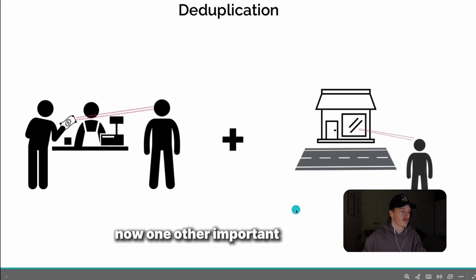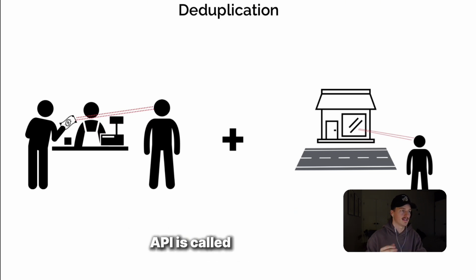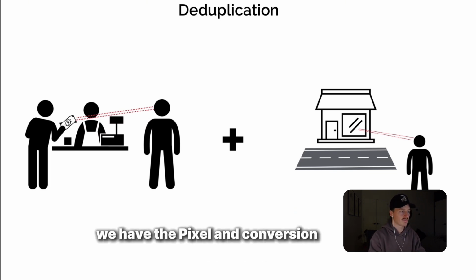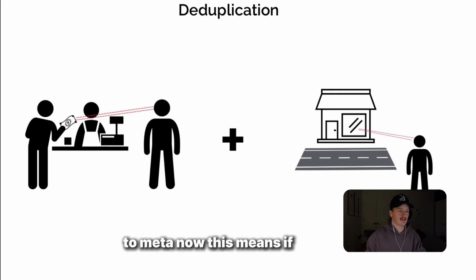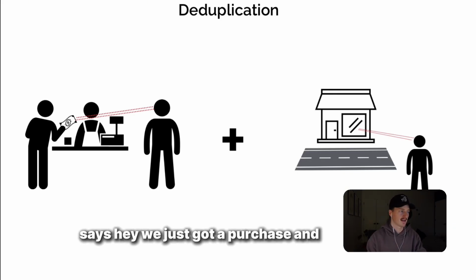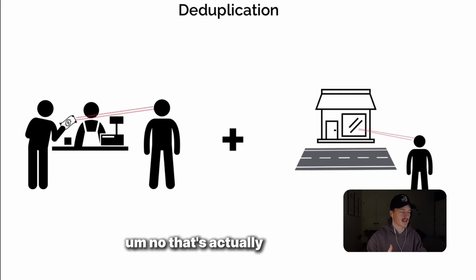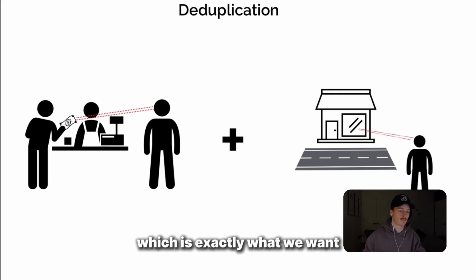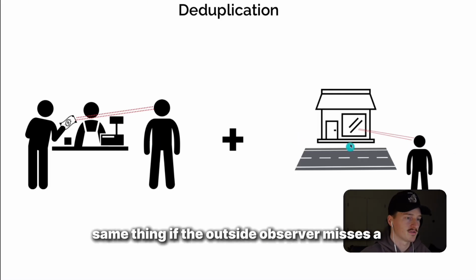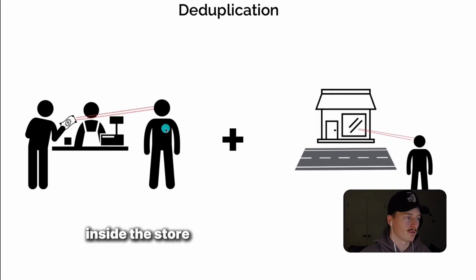Now, one other important thing about Conversions API is called deduplication. We have the Pixel and Conversions API both sending server-side events to Meta. Now, this means if the Pixel says, hey, we just got a purchase, and the person inside the store says, no, that was actually an exchange, it'll be overruled and it'll only count as one transaction, which is exactly what we want. Same thing if the outside observer misses a transaction completely, this person inside the store will be like, hey, no, we actually did get a transaction, and therefore it will be counted as well.